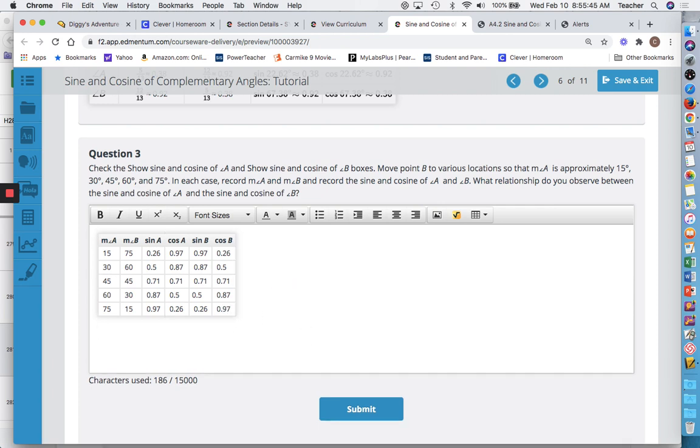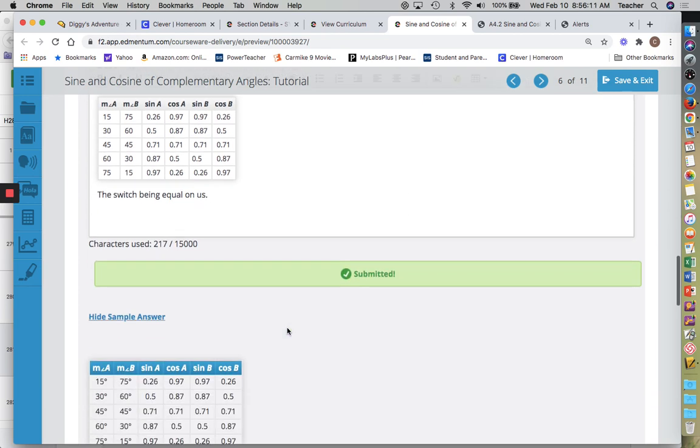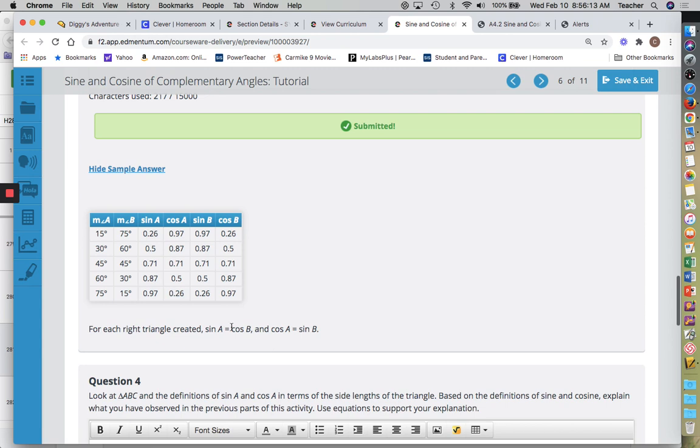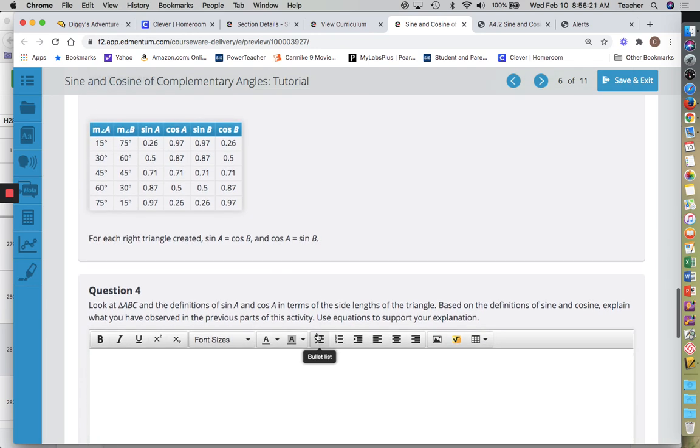All right, so let's see. What did I have to answer here? What's the relationship you observe between the sine and cosine of A and the sine and cosine of B? They switch on us. I can just say they switch being equal. I'm sure there's a better way to put that. Ah, okay, I see how they want it written. So sine of A equals cosine of B, and cosine of A equals sine of B. So that's how they switch.